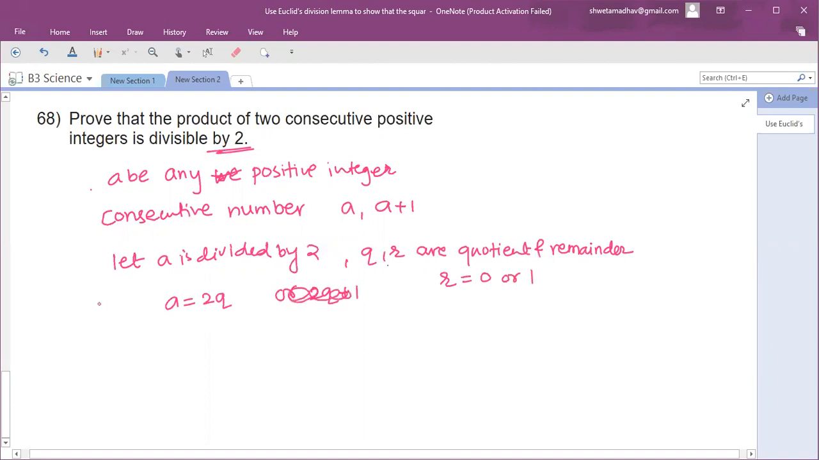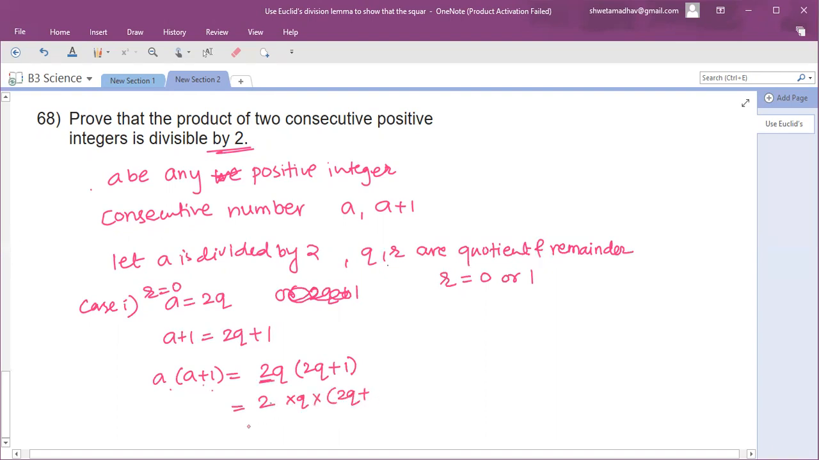So leave this part. We'll go with the method we were solving. Case 1, R is equal to 0. So A is equal to 2Q. Then what is A plus 1? The next consecutive number is A plus 1, which is 2Q plus 1. They're asking for the product of two consecutive numbers, so the product is A into A plus 1, which is 2Q into 2Q plus 1. This is a product whose factor is 2, because it is written as 2 into Q into 2Q plus 1. This means it is 2 into M.